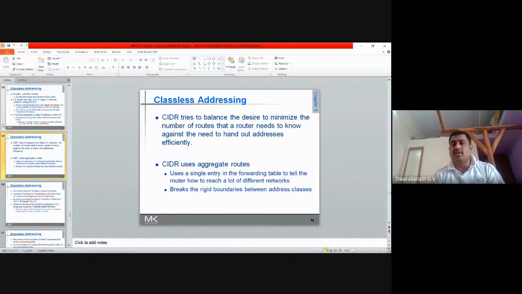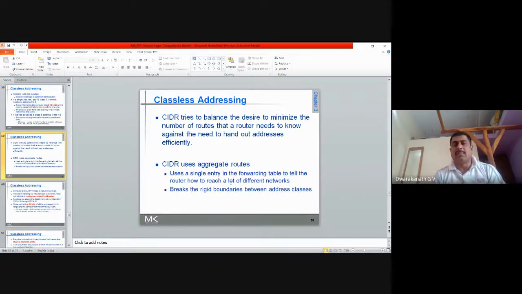How to aggregate these particular routes, meaning combining the routes? That aggregation will be done like this. It uses a single entry in the forwarding table to tell the router how to reach a lot of different networks. It breaks the rigid boundaries between the address classes. This is very much important. What do you mean by this?